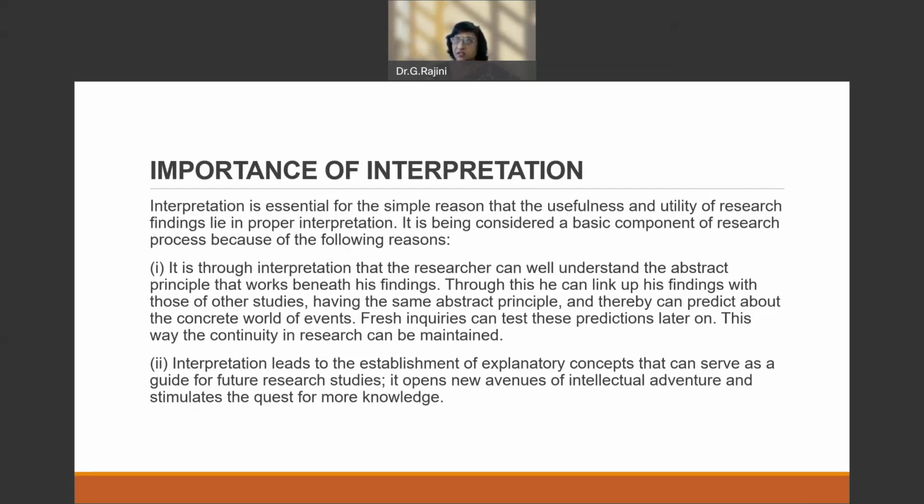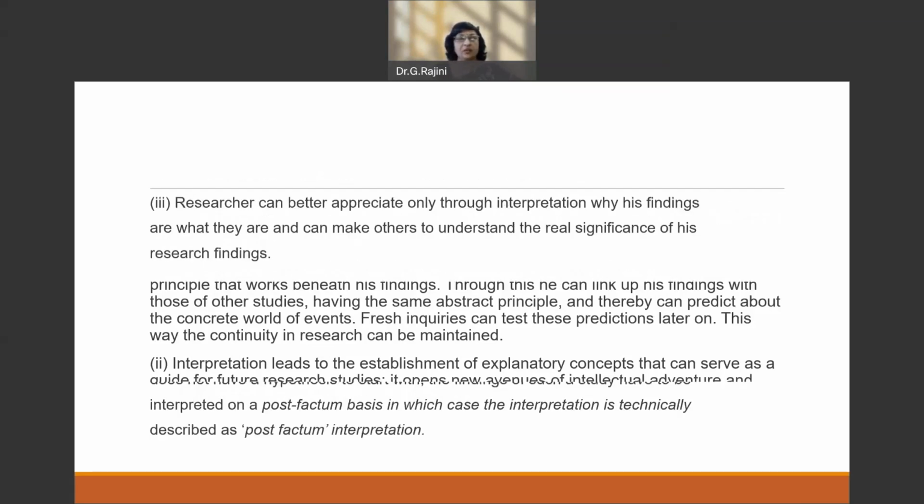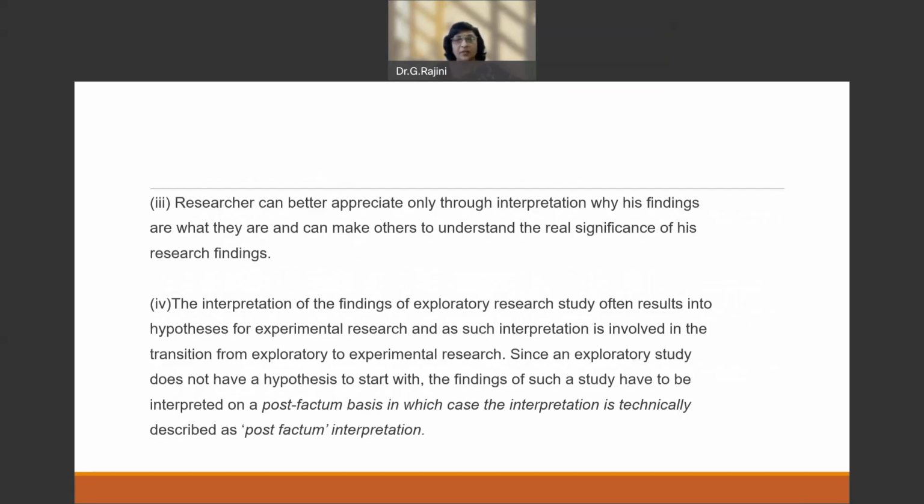Then the time and effort you have put in will become worthwhile. Okay, so the researcher can better appreciate why his findings are what they are, and can make others understand the real significance of his research findings. So it should be understood even by a layman.